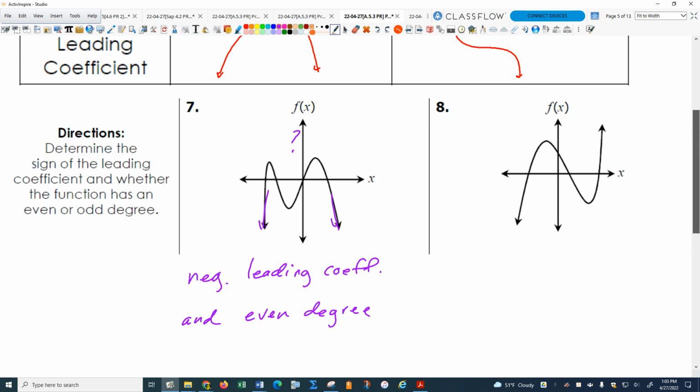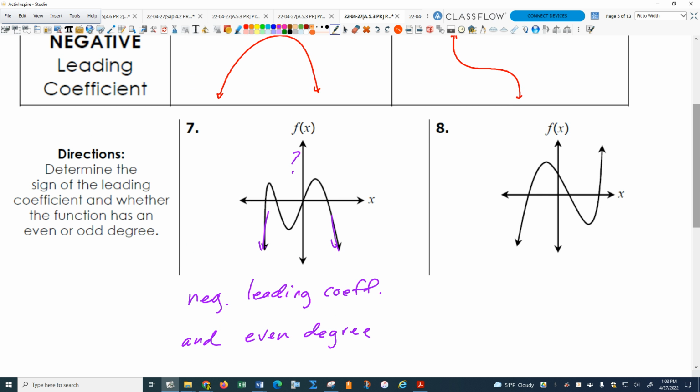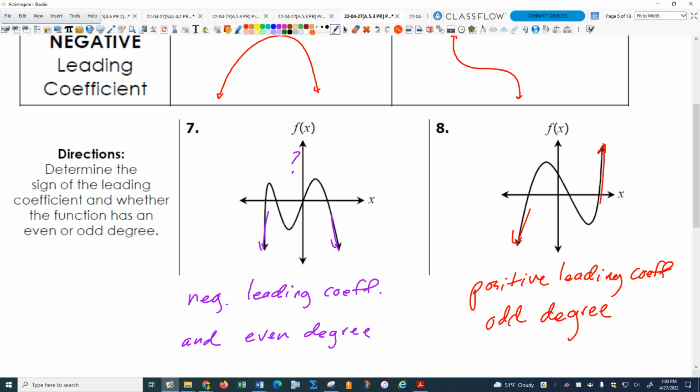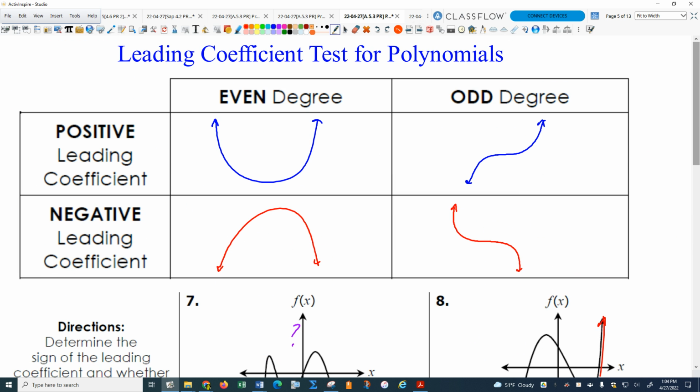Okay, how about this one? What do you think for that one then? Positive leading coefficient, odd. There you go. It's positive odd, isn't it? Because it's going up to the right and down to the left. There you go. Okay.